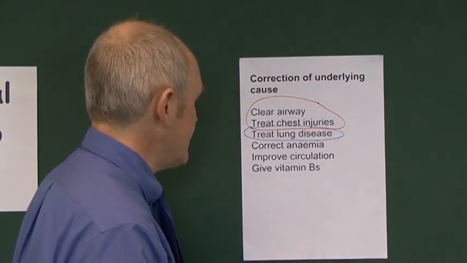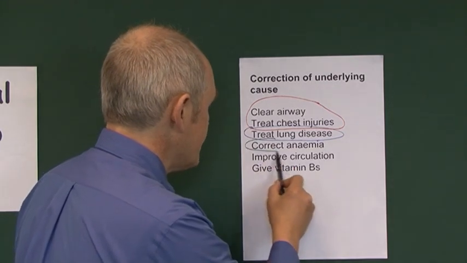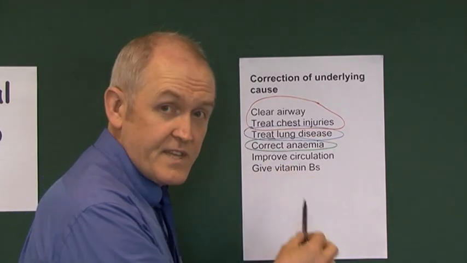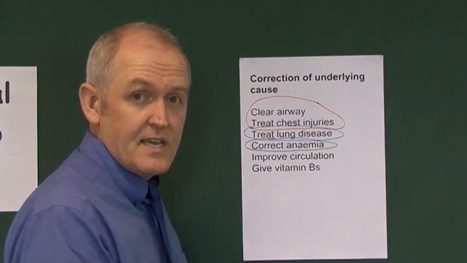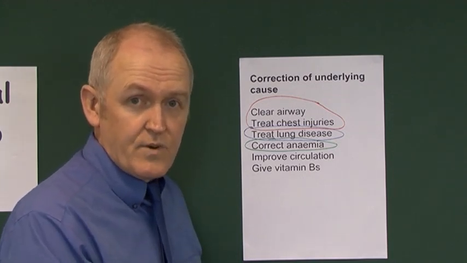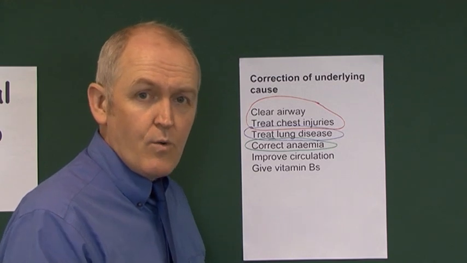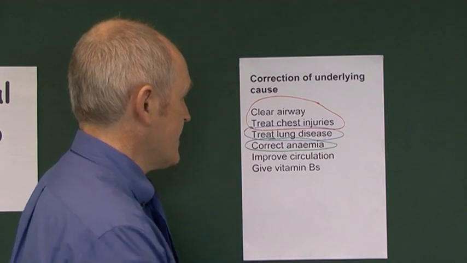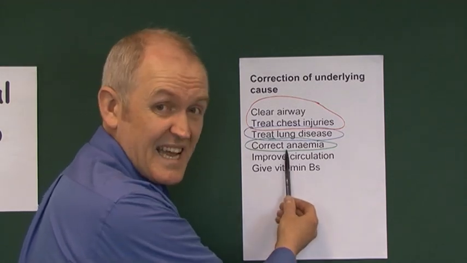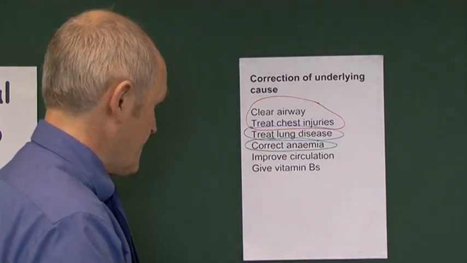It could be that the patient is anemic. Again, it doesn't matter what the cause of the anemia is, but work out what the cause of the anemia is and treat it. Give them iron, give them liver to eat, give them vitamin B12, whatever it needs to treat the underlying cause of the problem. In this case, to treat the underlying anemic hypoxia.